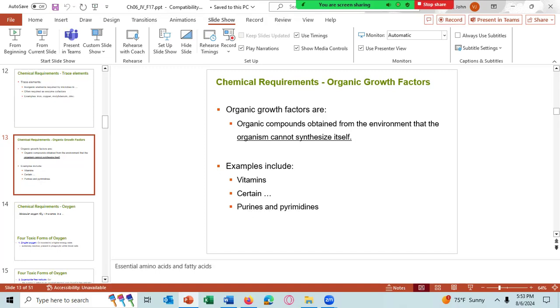So vitamin C would be an organic growth factor required by humans because we must get it from our diet. But mice and bacteria do not require vitamin C, because the mouse can synthesize its own vitamin C.